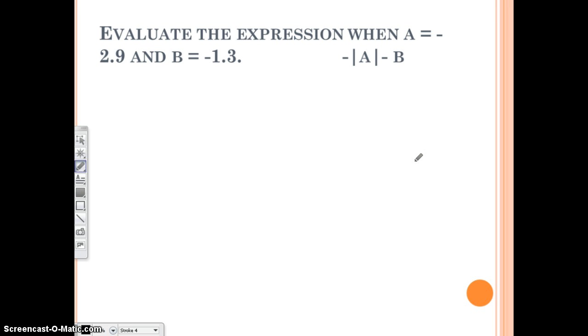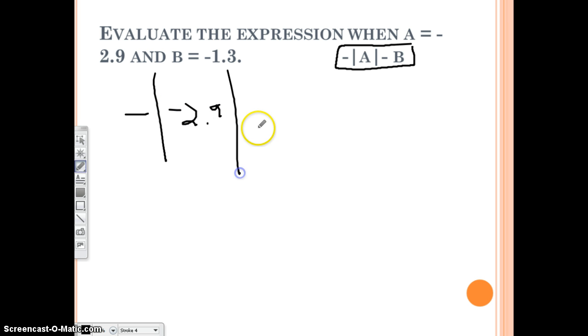Okay, be able to evaluate absolute value equations. Here we've got our statement right here. We'll need to plug and chug. We know that a is equal to negative 2.9. So we have the negative absolute value of negative 2.9 minus b, which is negative 1.3. So anything in absolute value bars is a positive quantity. When we drop the absolute value bars, this becomes a positive 2.9.